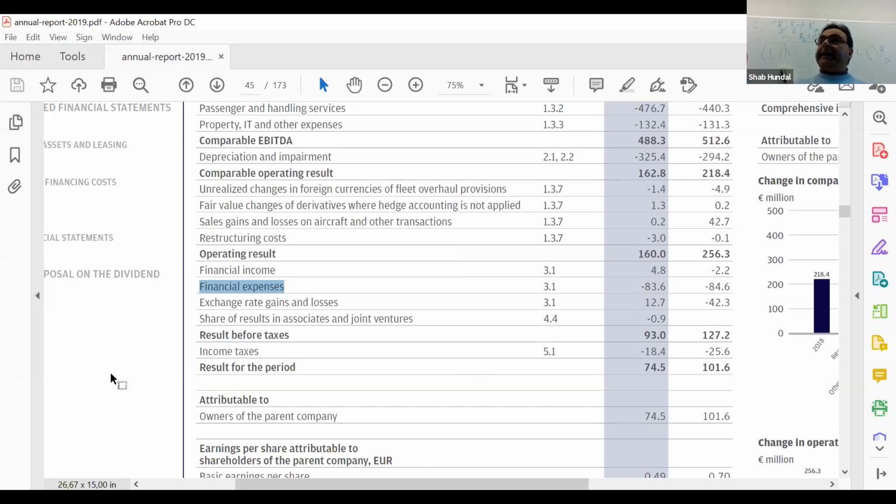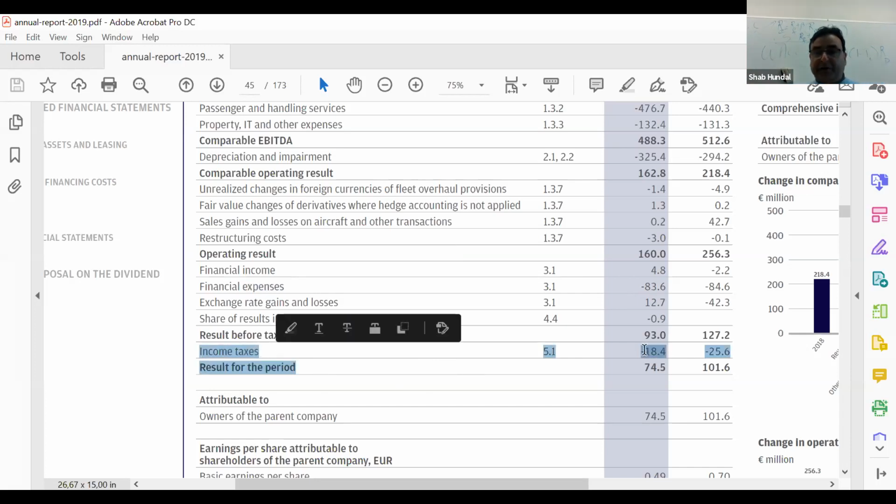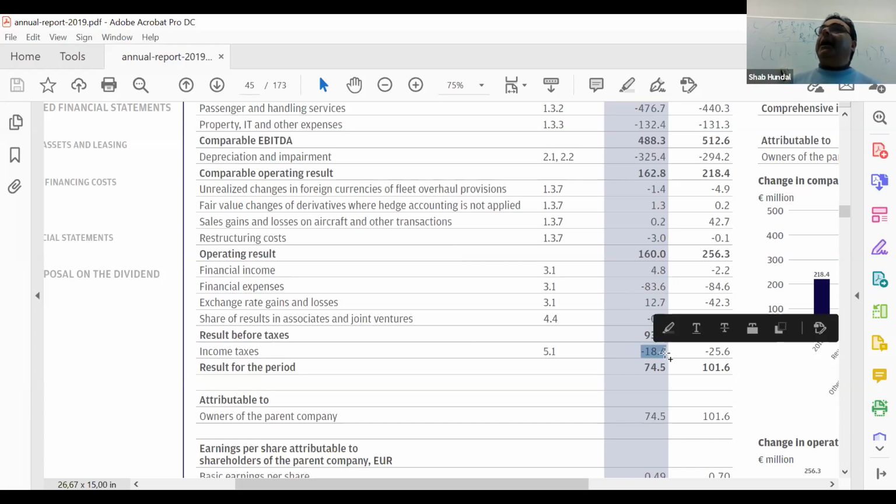So it means people who got this interest, the bankers, let's say, they have not been taxed, basically. So they get the cash flow tax exempted, because Finnair will pay the tax here. Because Finnair income tax was 18.4 million euros last year. And this tax was paid after you pay interest.